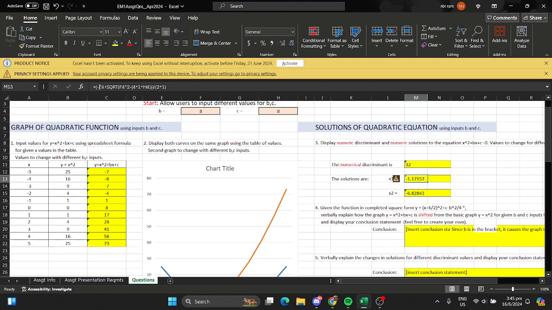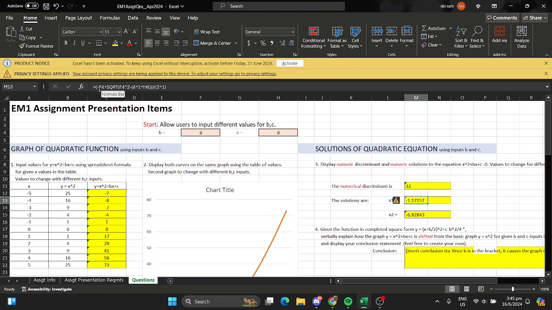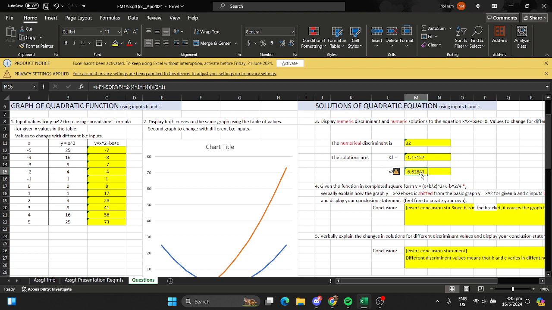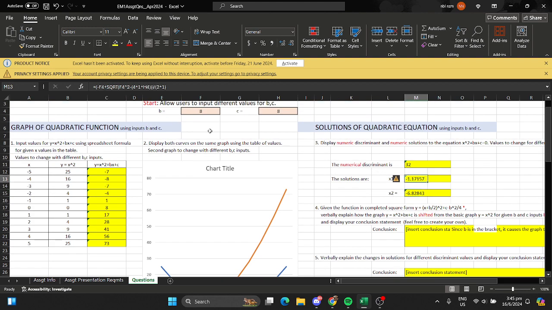So for this, I'll just use the formula minus b plus square root of b squared minus 4ac over 2, but I'll just solve in b as f4 and c as h4, which is over here. Likewise it is the same as this, but the only difference is instead of minus b plus square root, this one I put minus b minus square root.